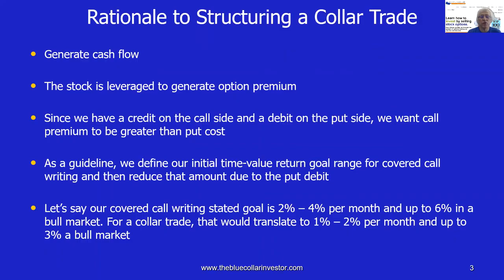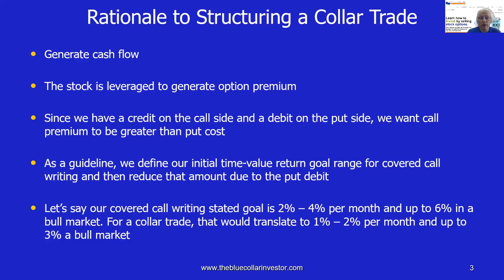Now, we must first define what our initial time value return goal range is, and we base that on what we're looking for when we're doing a covered call writing trade. In my case, I look to get 2 to 4% a month for my initial 1 month time value return goal range. And in a very strong bull market, I'll go up to 6%, but never higher, because higher premiums would result in greater risk. So that's what my defined range is for covered call writing.